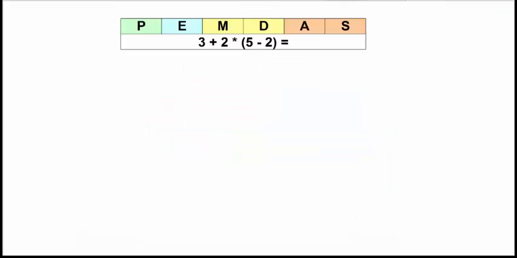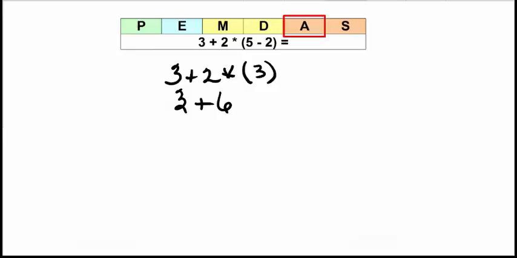First thing we need to do is deal with what's inside the parens. So that's going to give us 3 plus 2 times 5 minus 2 is 3. Next thing we're going to do is multiply, which will give us 3 plus 2 times 3 is 6. Finally, we're going to add. 3 plus 6 is equal to 9. That's our answer. Now that was a pretty easy one.